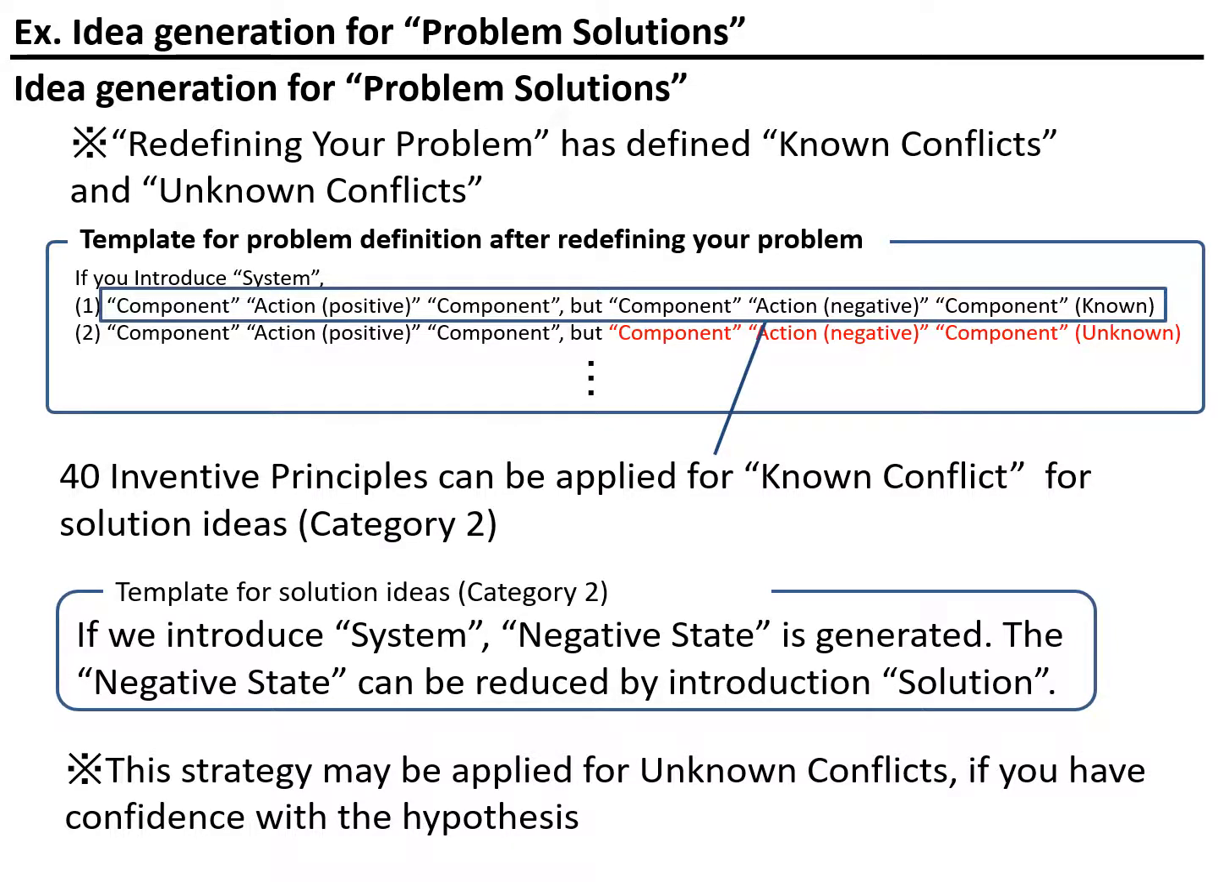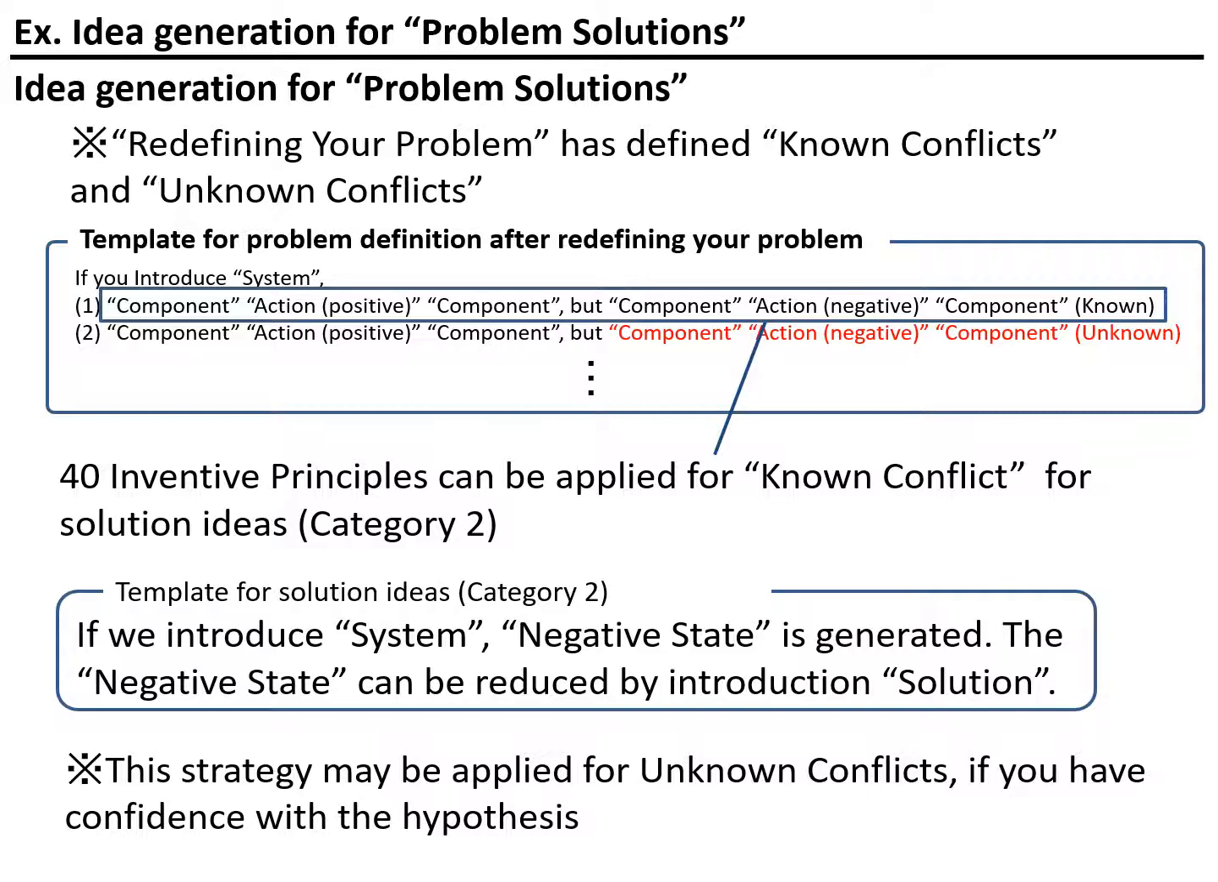Then we defined the problem as a combination of known conflicts and unknown conflicts. So that is the template for problem definition after redefining our problem. If you introduce a system, we have the problem as a combination of conflicts. The methodology which I'm going to introduce here is exploitation of 40 inventive principles, which could be mainly applied for known conflicts to generate solution ideas.